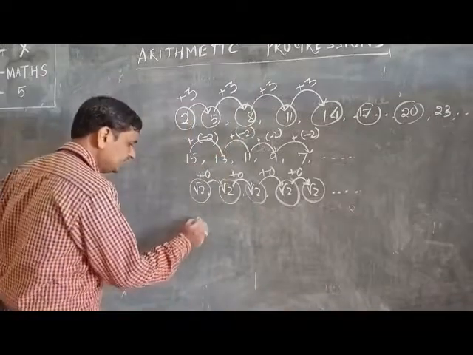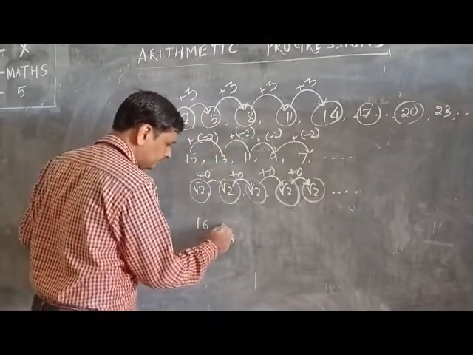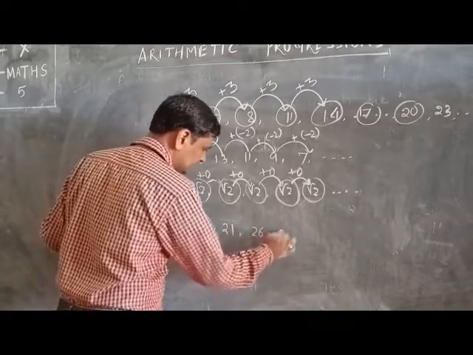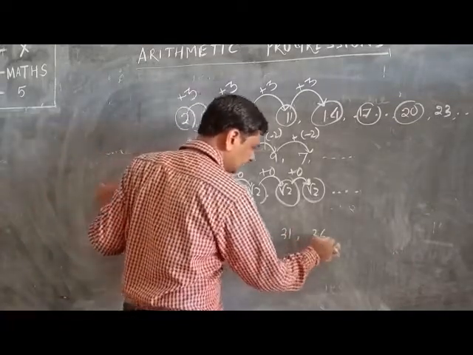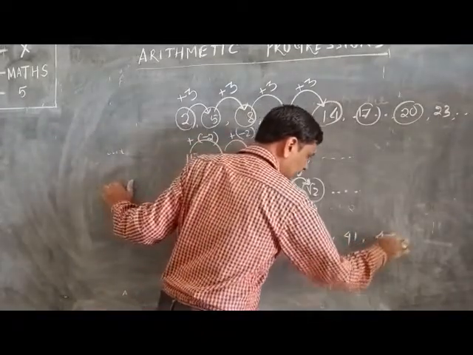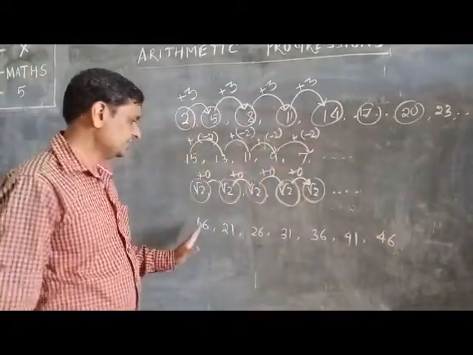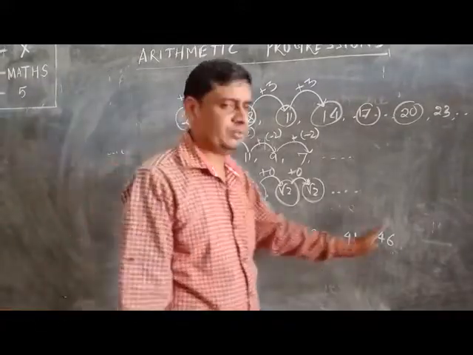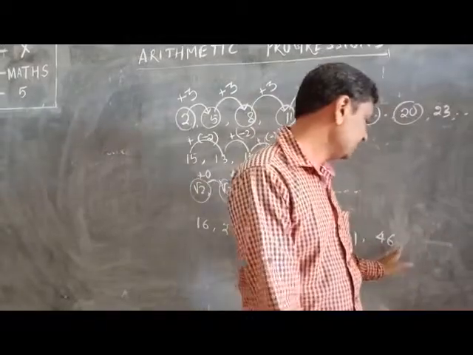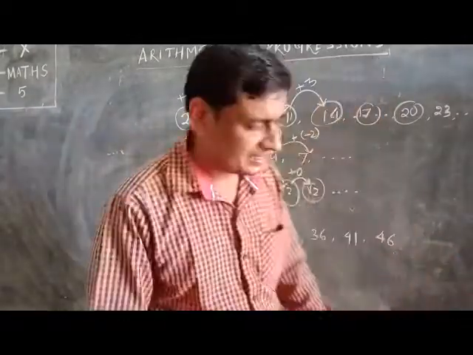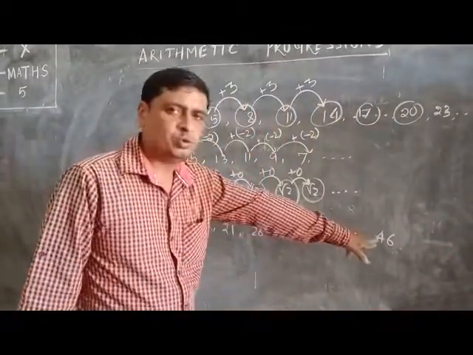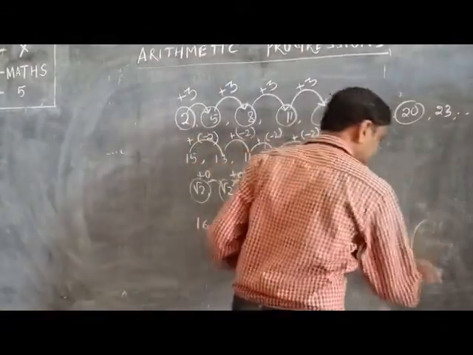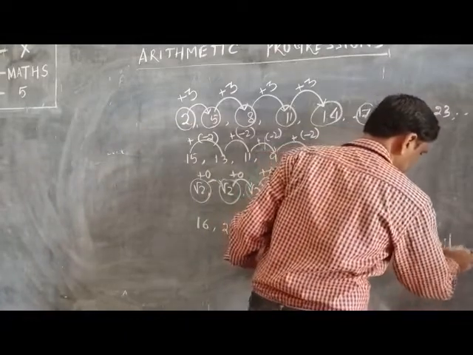If it is 16, 21, 26, 31, 36, 41, 46, written only up to 46 and not followed by dots, that means it is extended only up to 46. This AP is called a finite AP. It is a finite AP.